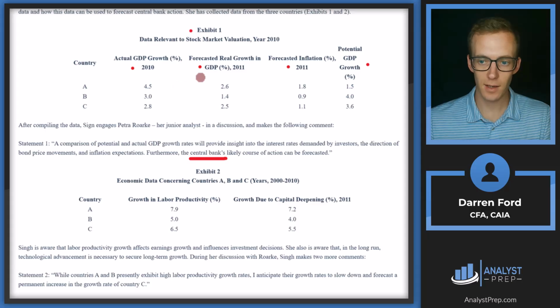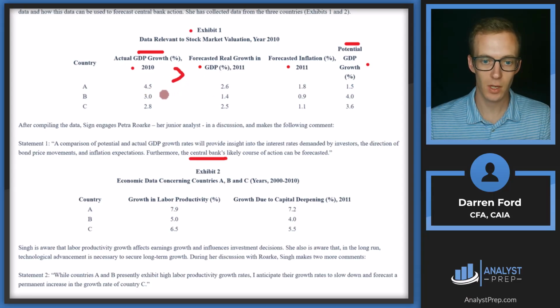So who's going to tighten? When we're looking at potential GDP and actual GDP, we're going to be more likely to tighten when actual is greater than potential. So for A, we're at 4.5, where potential is only at 1.5. So that's a potential case where we might want to be tightening. And what this is essentially telling us is that the economy is running really hot. If our potential is only 1.5 growth, but we're growing at 4.5, the economy is running really, really hot.